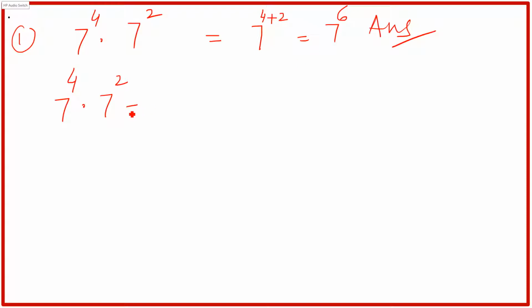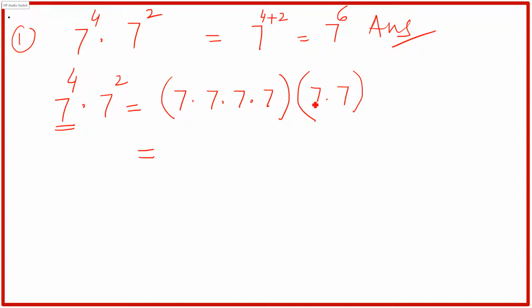But there is another way to solve this. First we will solve 7 raised to power 4. Again I am saying to you, it does not mean that 7 4 times is 28. No, it means you have 7 four times, so 7 multiplied by 7, 7 and 7. And then multiply by 7 square, which means you have 7 two times. It does not mean 7 2 times is 14. Now you count it, 1 2 3 4 5 6. It means 7 raised to power 6, you have 7 six times. You can solve either like this or this.